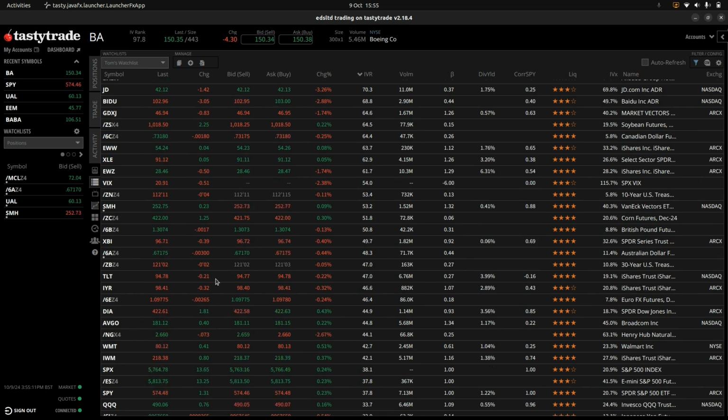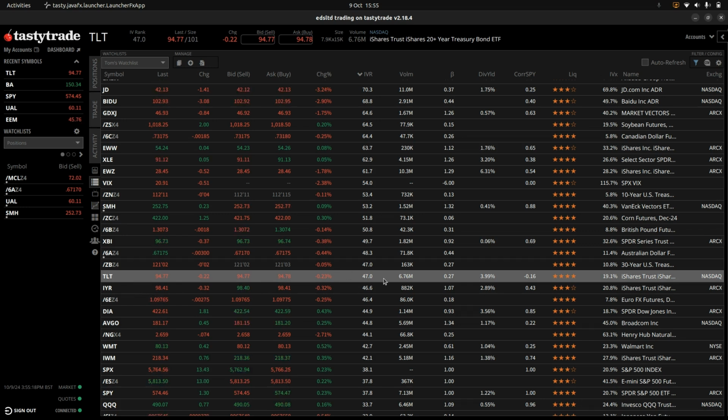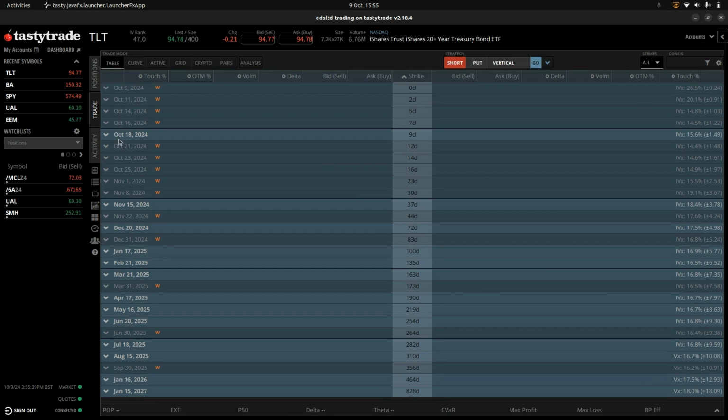However, there can be some underlyings, like for example TLT with an IV rank of 47 is pretty decent. It's not too bad actually. Of course, there's going to be 4 out of 4 stars on the liquidity level. It's currently trading at about $94. So I think we can have a look at TLT. We've not actually had a look at bonds up until this point, I believe. So we can have a look at TLT.